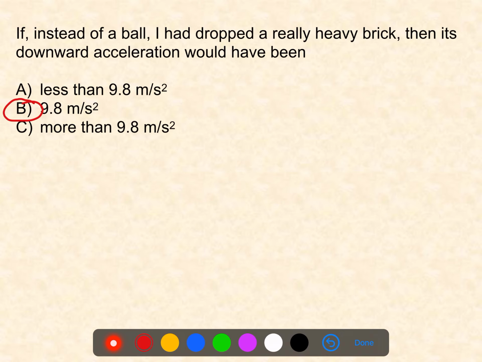So it won't matter if I drop the brick or the ball, they're still subject to this 9.8 meters per second squared. Of course, some objects that have a lot of air drag, such as a feather, are going to be influenced by something other than just gravity, right? They're going to be experiencing something that will serve to decrease the acceleration rate. But we're not considering cases like that quite yet.